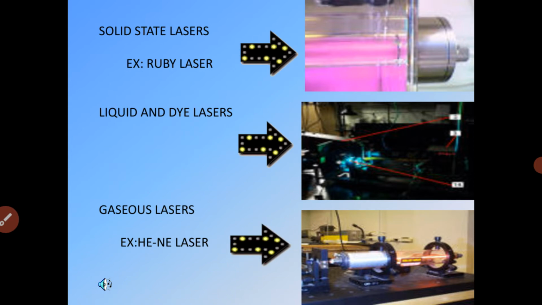Next is the liquid or dye lasers. In this case, in the second image we can see the liquid material is used for the lasing process. Next is the gaseous lasers. This is the helium neon laser. Helium neon gas is used here for the conduction of electrons or ions. So this helium and neon is the gaseous material, so the laser is known as the gaseous laser.